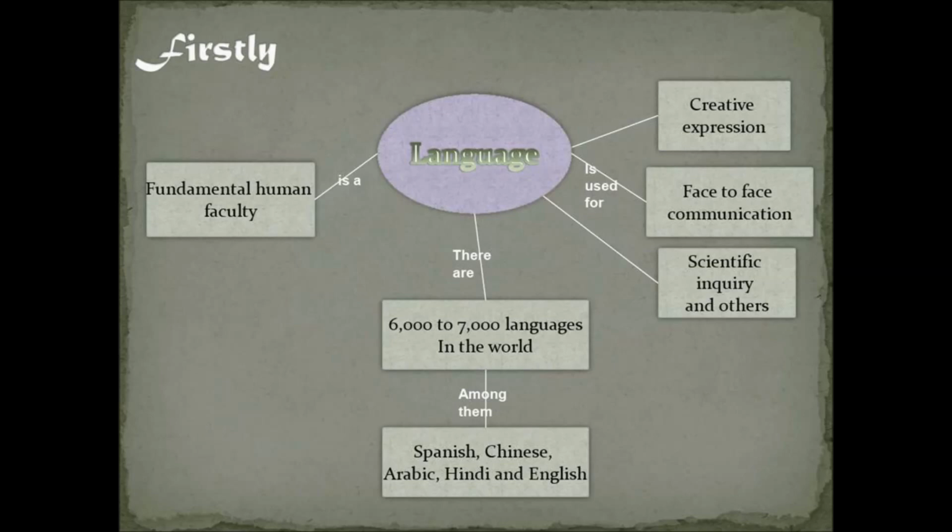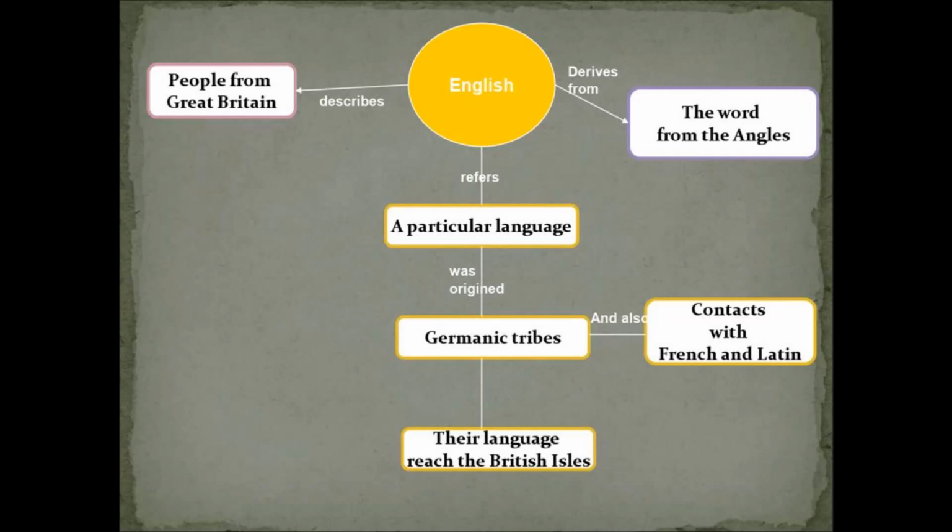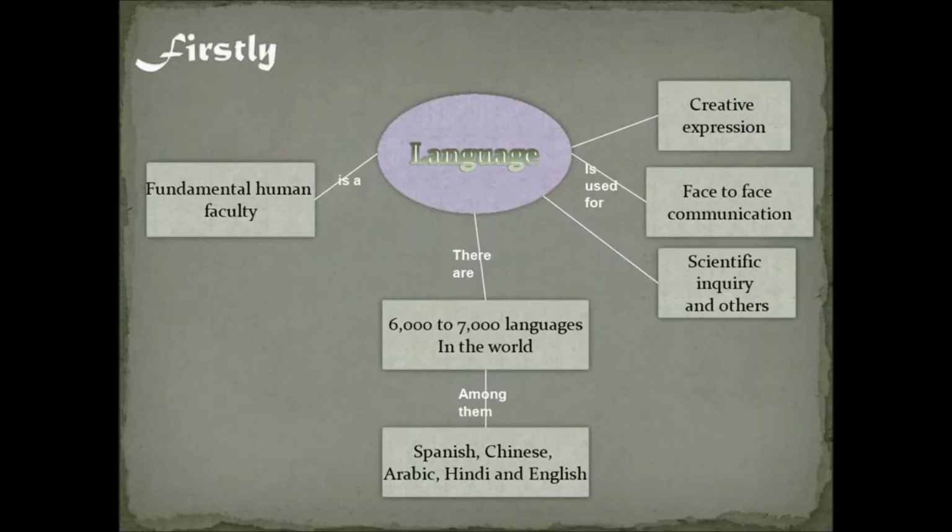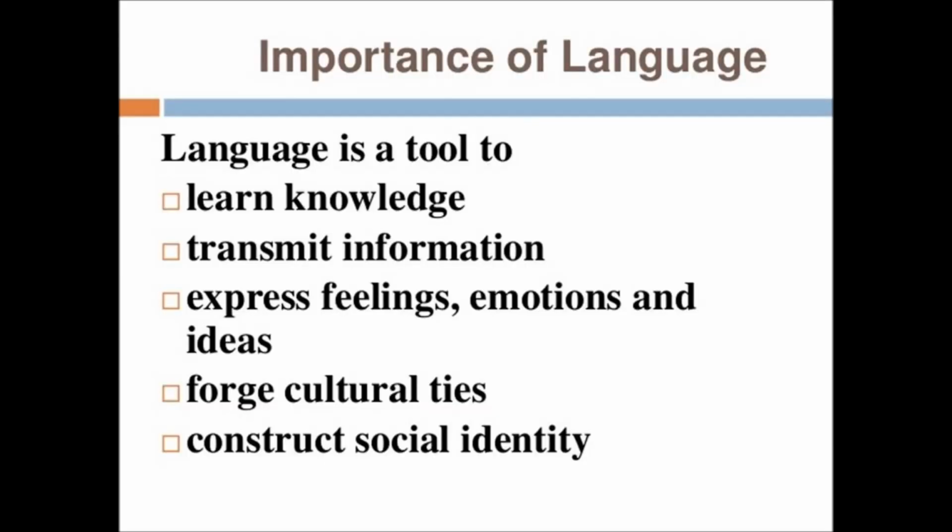But firstly, let us understand that language is a fundamental human faculty, and it is basically used for communication, creative expression, face-to-face communication, scientific inquiry, expression of literature, art, etc. And there are almost 6,000 to 7,000 languages in the world, and some of the notable languages are Spanish, Chinese Mandarin, Hindi, English, Bengali, French, German, Arabic, and thousands of others.